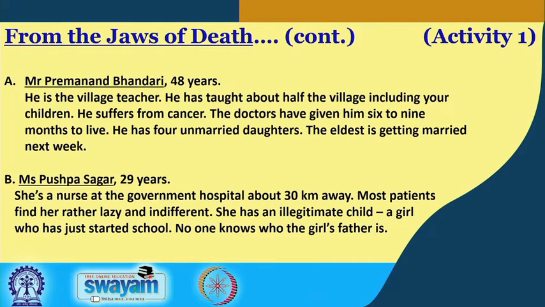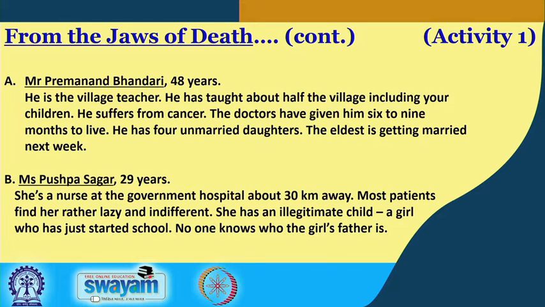Miss Pushpa Sagar is 29 years old and by profession she is a nurse at the government hospital about 30 km away from this village. Most of the patients find her rather lazy and indifferent. She has an illegitimate child, a girl child who has just started going to school. So, maybe let us say the age is 4, 5 years. No one knows who the girl's father is.